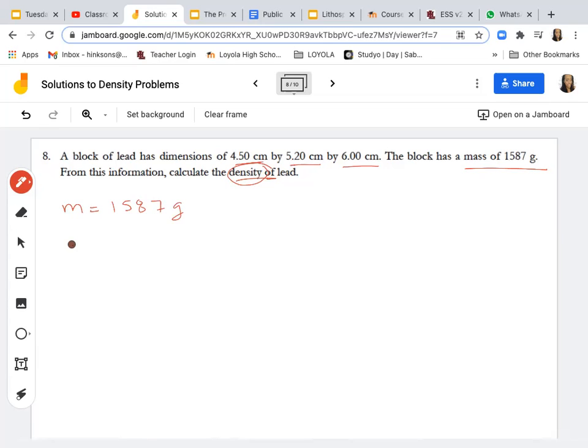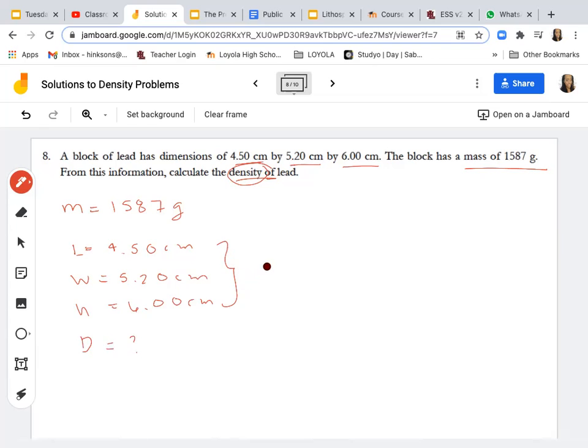Okay, so I don't have the volume yet, but I have some measurements that I can use, right? So I'm going to say length is equal to 4.50 centimeters, width is equal to 5.20 centimeters, and height is equal to 6.00 centimeters. What can I do with that? Before we do that, what are we looking for? What are they asking me for? Density, okay, cool.